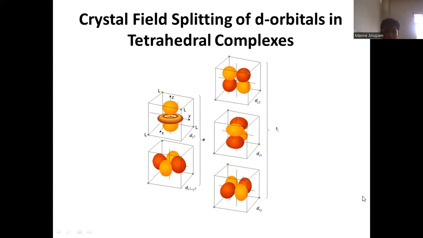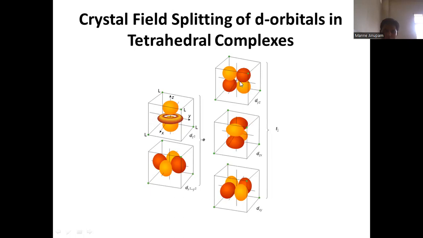Let us see. In this slide we are able to see the d orbitals. Whatever is present on the left hand side is dz square. This is present along the z axis, that is why it is dz square. And this one is present along the x and y axes. This is the dx square minus y square orbital.